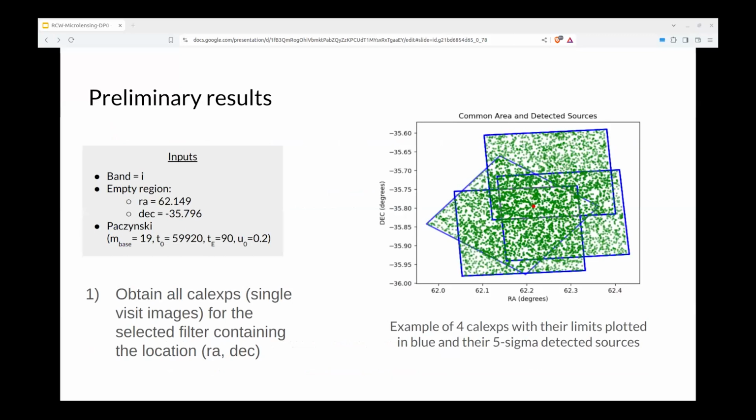This is how the tool works so far. In this example, I select the I-band, a random location with its sky coordinates, and the microlensing model with its parameters. Then the tool gets all the single visit images, also called calexps, containing the location for the band. On the right, you can see 4 contiguous calexps with the limits in blue, their 5 sigma detected sources in green, and the injected point in red.